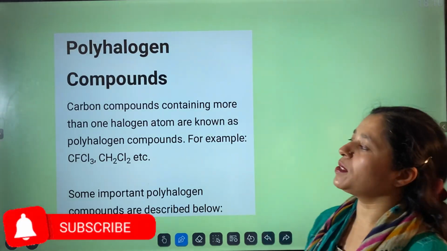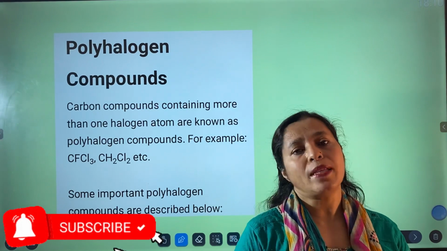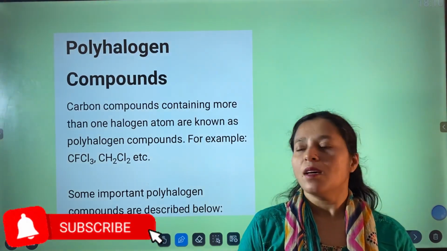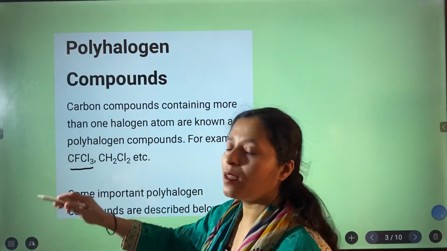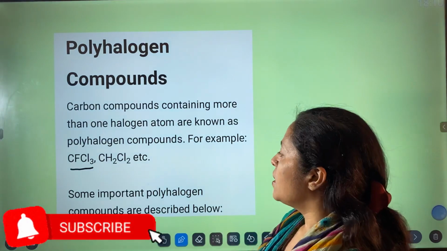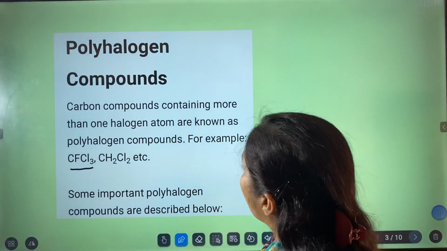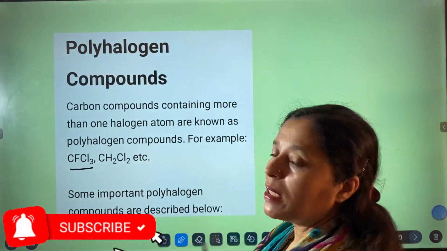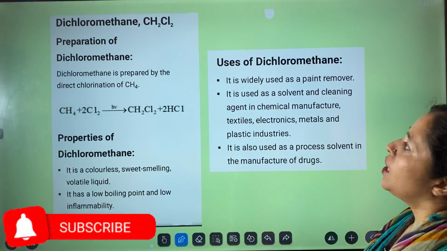So what are polyhalogen compounds? Actually, polyhalogen compounds are those compounds which are made up of one or more halogen atoms. For example, we can see CFCl3, that is trichloro. It has 3 chlorine atoms and 1 fluorine atom. That is trichloromonofluoromethane, and then dichloromethane. So these are some of the examples of polyhalogen compounds.